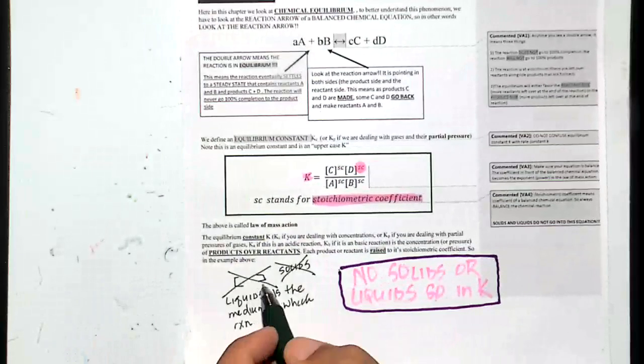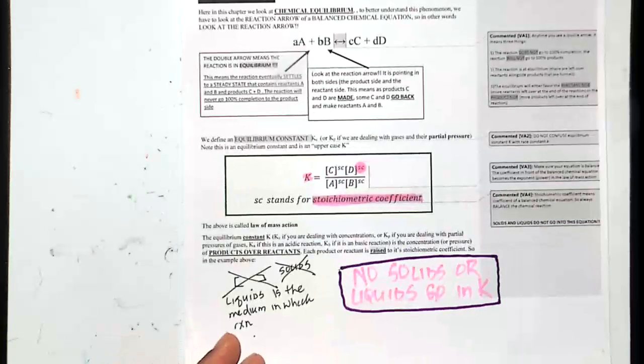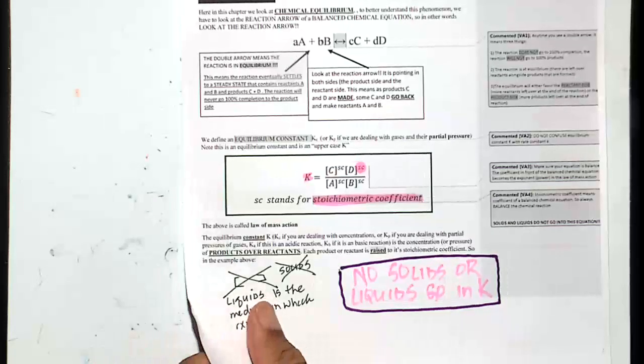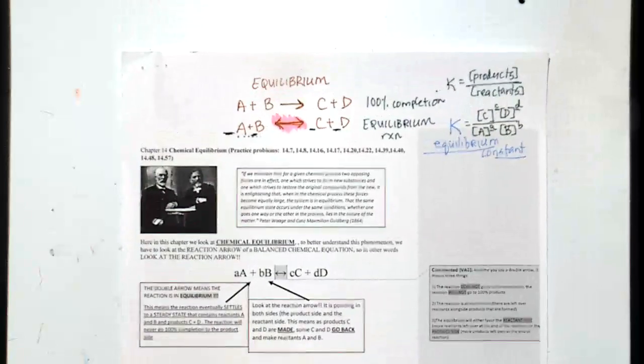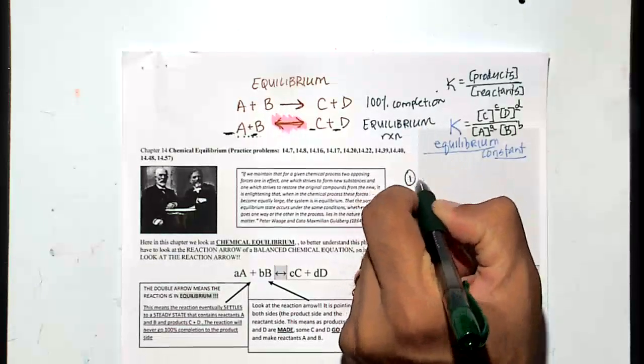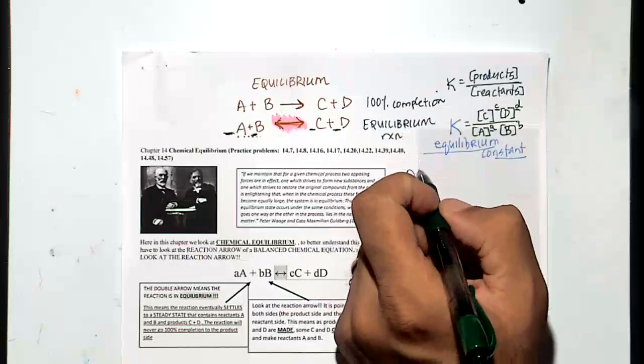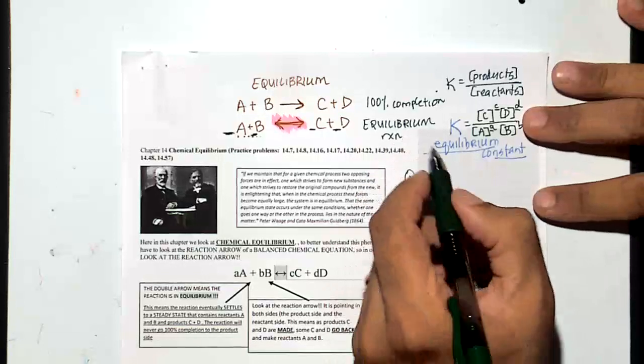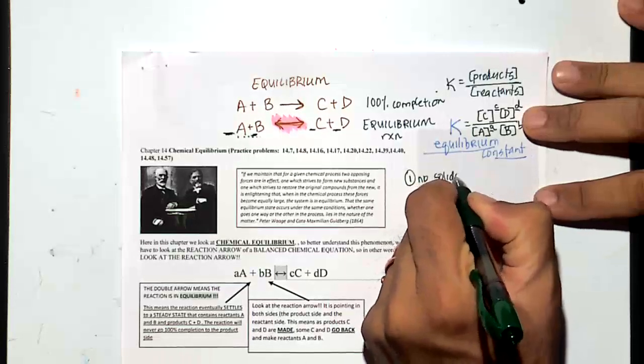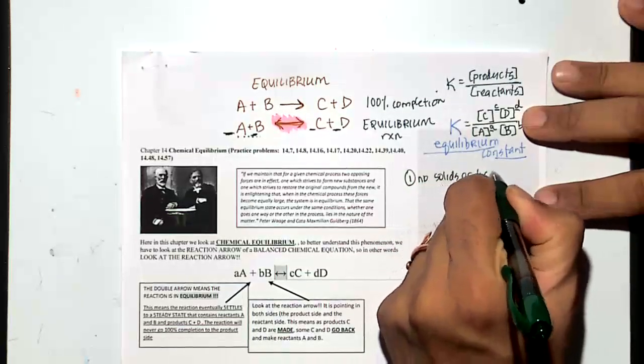If you want to know the reasoning, solids don't have a concentration, and liquids is the medium. Liquid reaction happens in the liquid. All right, so that's point number one. Let's repeat it again because I've seen people miss easy points. They put solids or liquids in here. You don't do that. No solids or liquids in this expression.